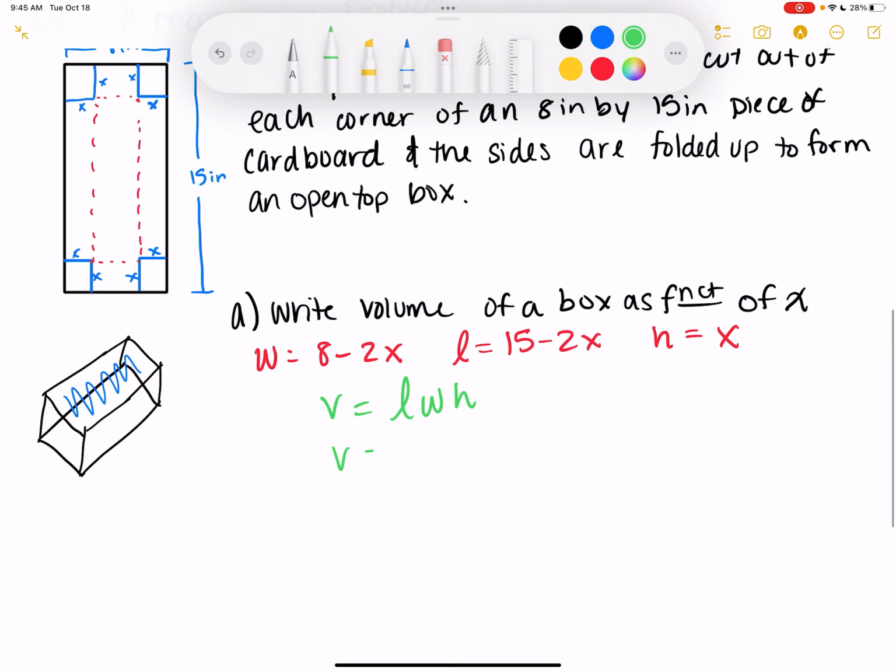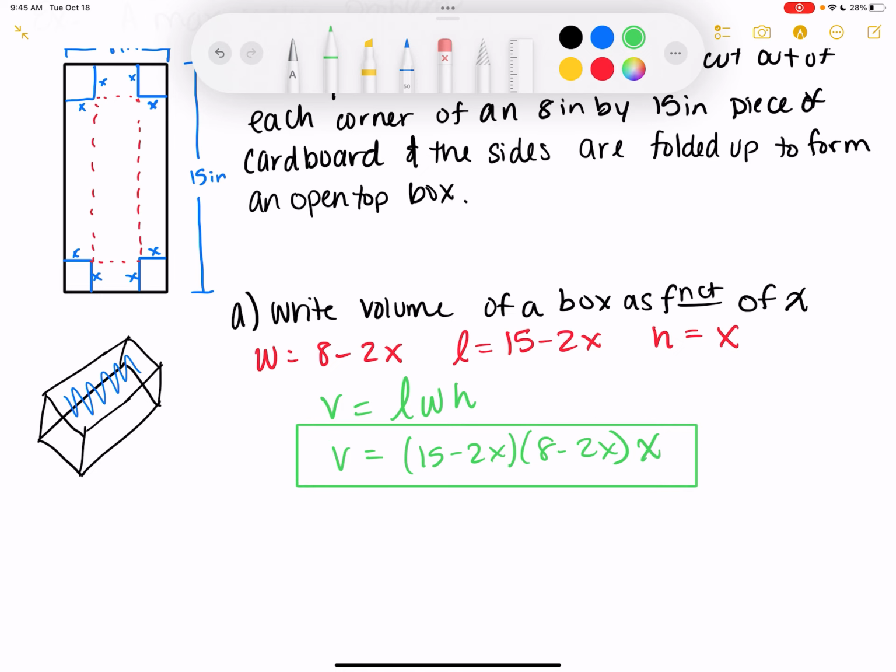So volume equals 15 minus 2x times 8 minus 2x times x, and you do not need to multiply that out. I was about to get on my calculator, but you do need to get out your calculator actually for the next part. Part B, find the max volume. Your calculator is so kind to do the max volume for you.